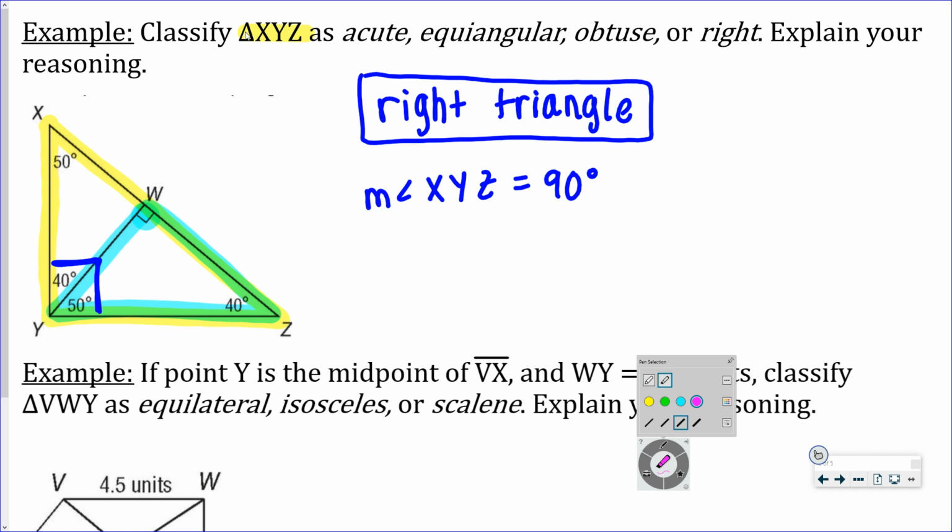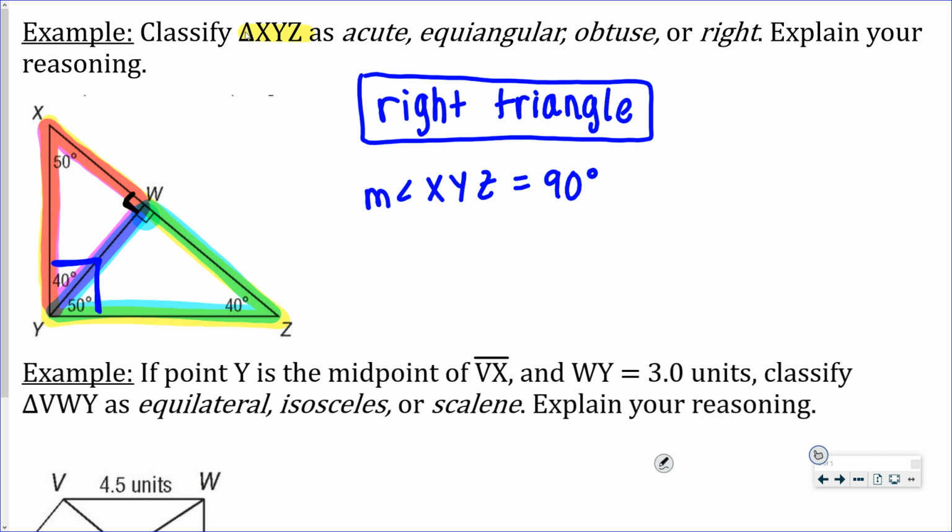This one, if this is 90 degrees, what would this measure be? Also 90. They're supplementary, so those are all right triangles. Okay.